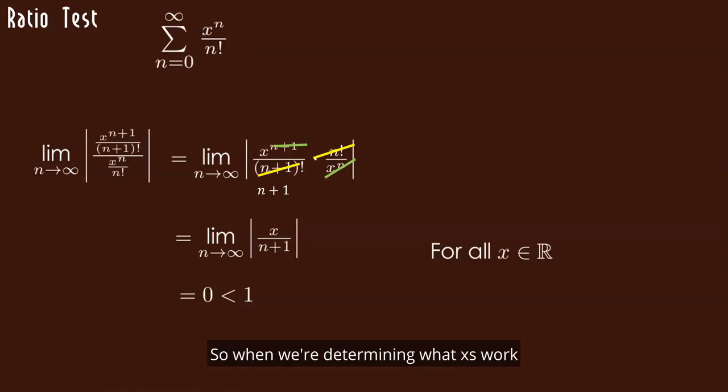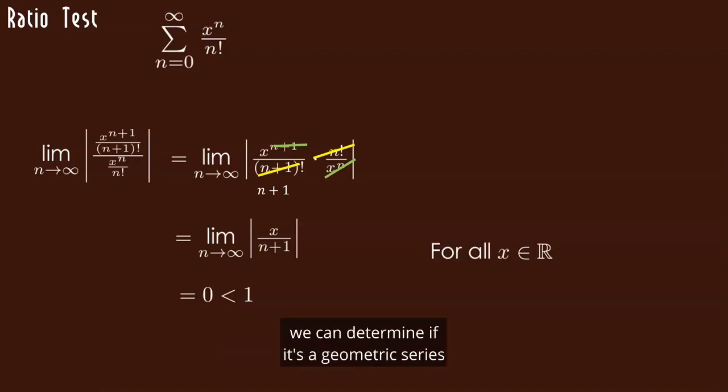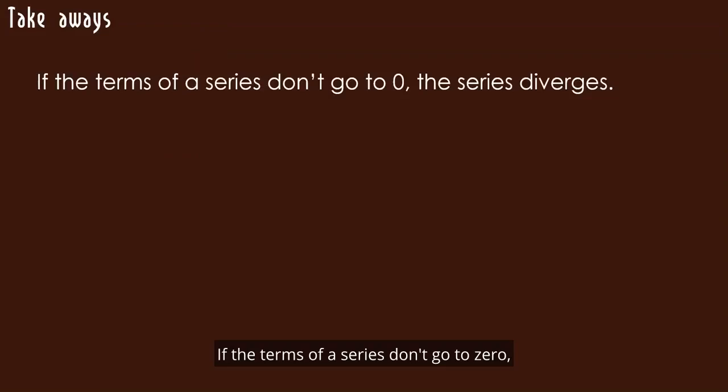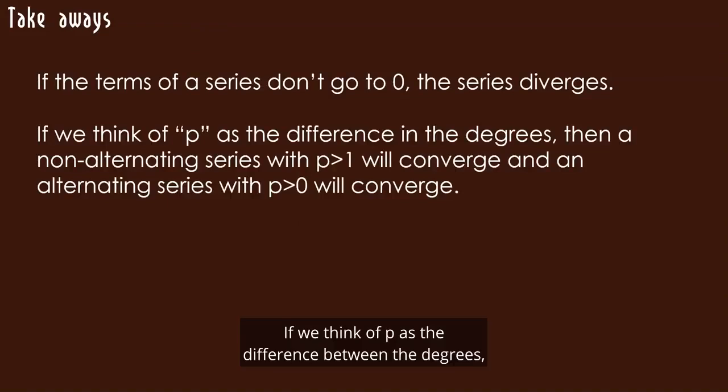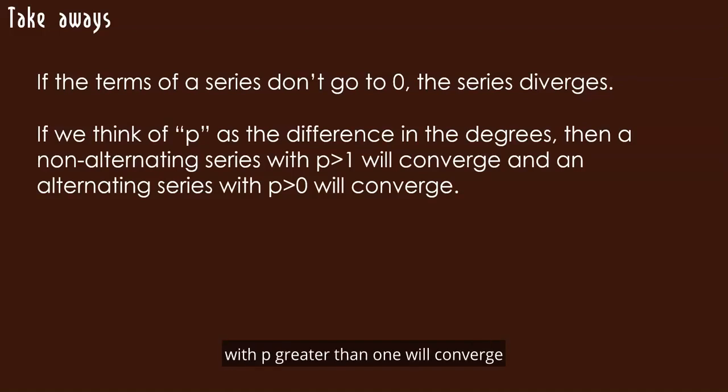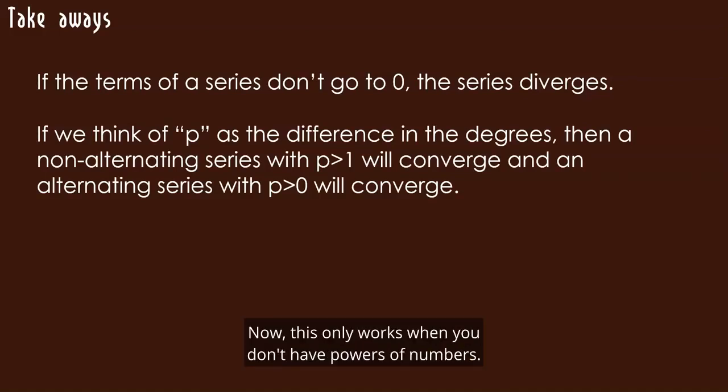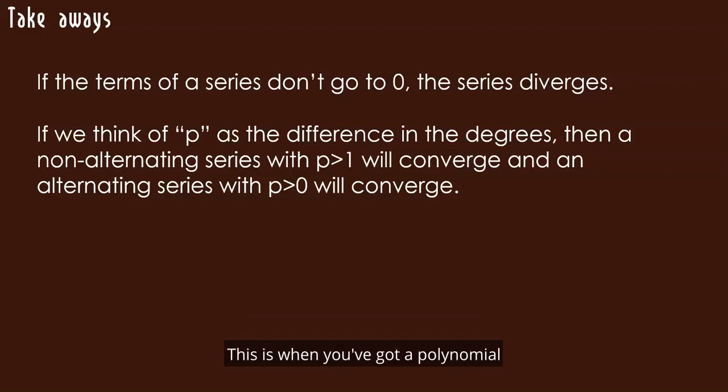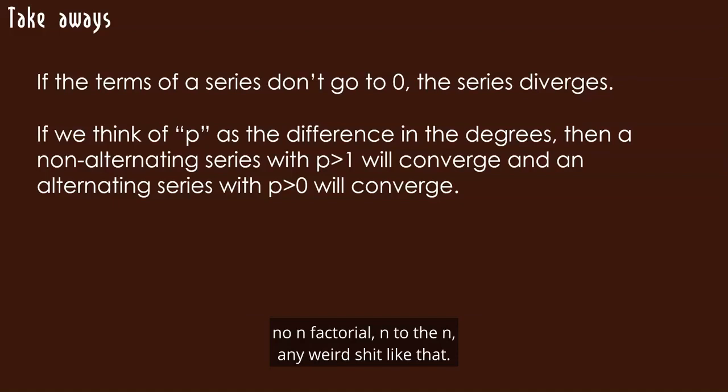So when we're determining what x's work for our power series, we can determine if it's a geometric series, or we can use the ratio test to figure out what x's work. So what are our takeaways? If the terms of a series don't go to 0, the series must diverge. If we think of p as the difference between the degrees, then a non-alternating series with p greater than 1 will converge, and an alternating series with p greater than 0 will converge. Now this only works when you don't have powers of numbers. This is when you've got a polynomial or a root over a polynomial or a root. No n factorial, n to the n, any weird stuff like that.